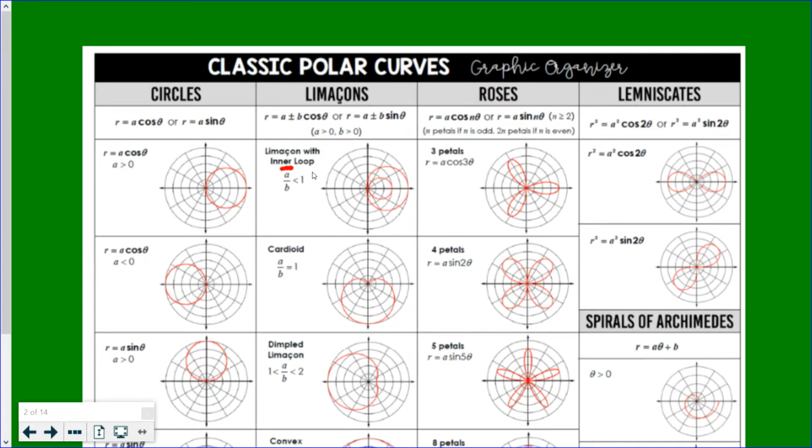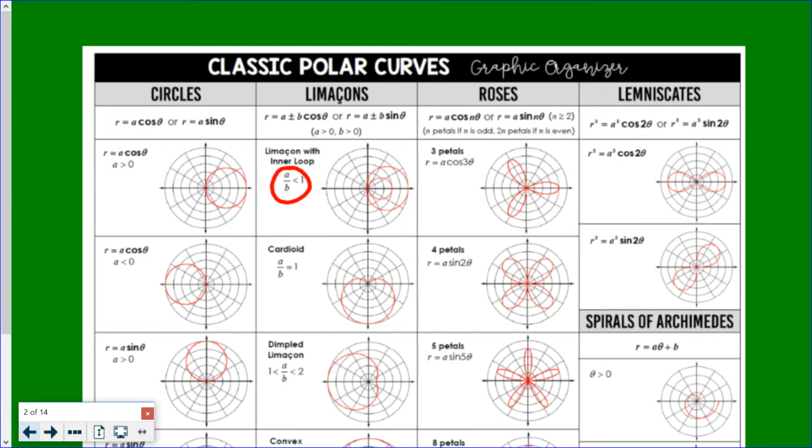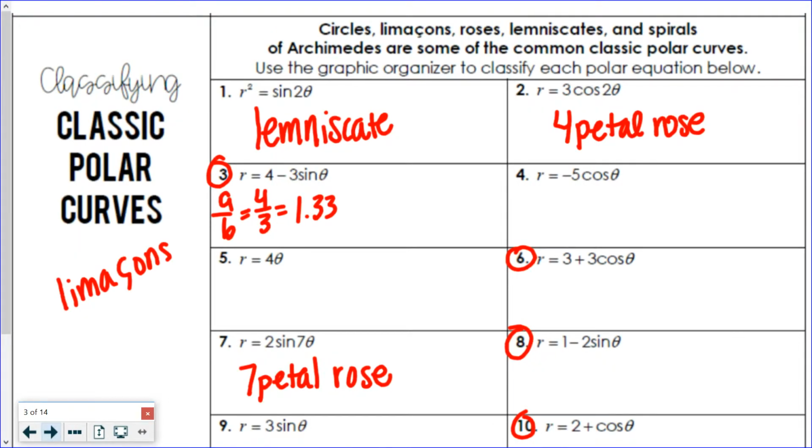And so what we're looking at is the ratio of A to B, the ratio of the first number divided by the second number. So for this one, my A over B is 4 over 3, which is 1 1/3, so 1.333. If I go back here, 1 1/3 is not less than 1, it's not equal to 1, it's between 1 and 2. So this is a dimpled limaçon.